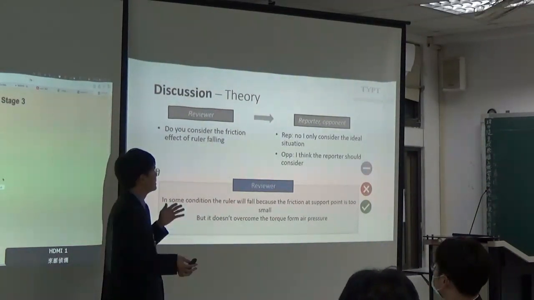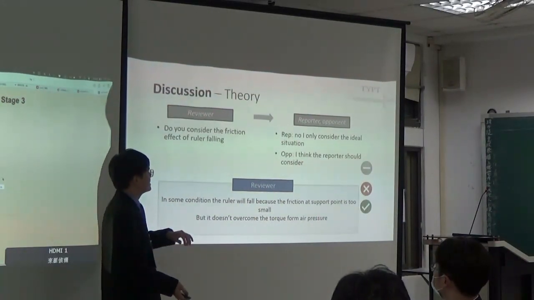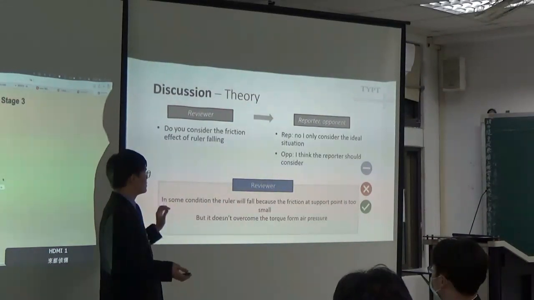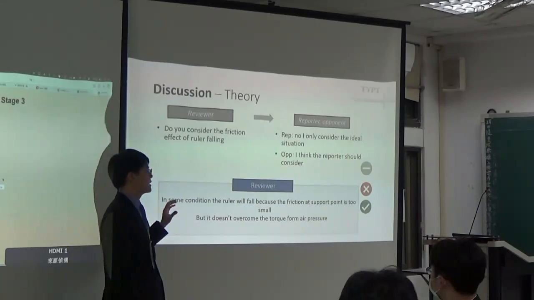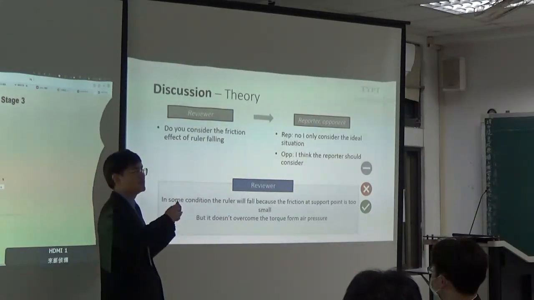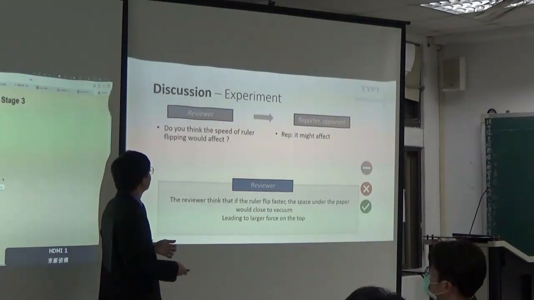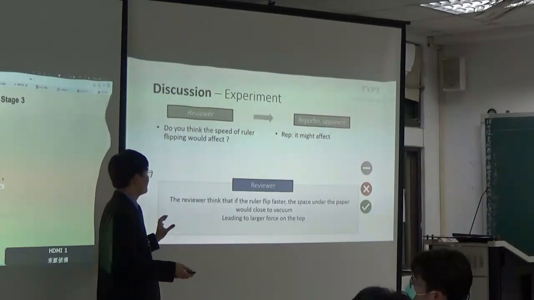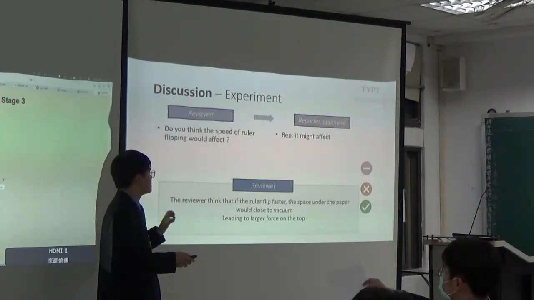The reporter said no, she only considered the ideal situation, and the opponent said that I think the reporter should consider it. In some conditions, the ruler will fall because the friction at the support point is too small to overcome the torque from air pressure, which doesn't make it a flip. I asked, do you think this kind of ruler flipping will affect it? The reporter said it might, and I think that when the ruler flips, the space under the paper would be close to vacuum.